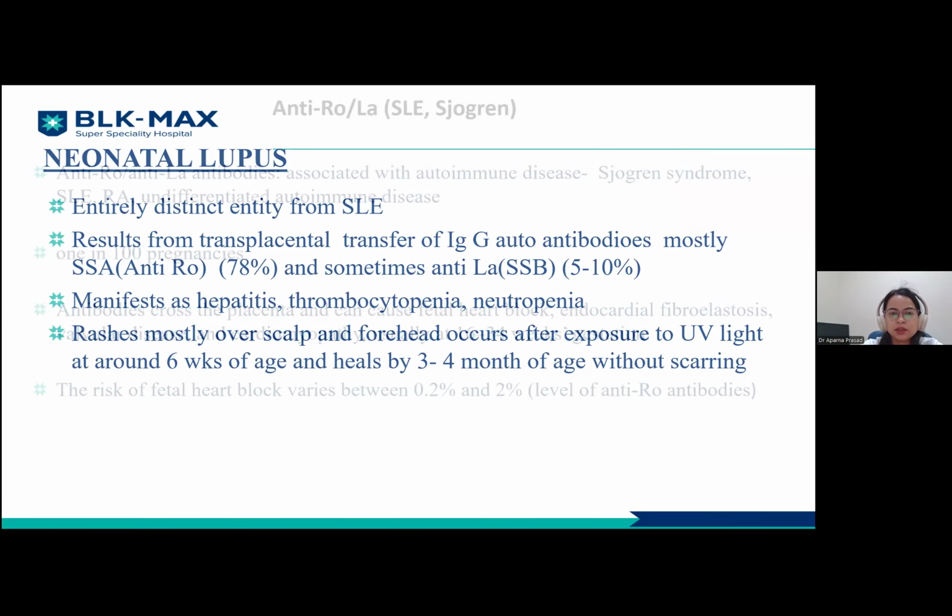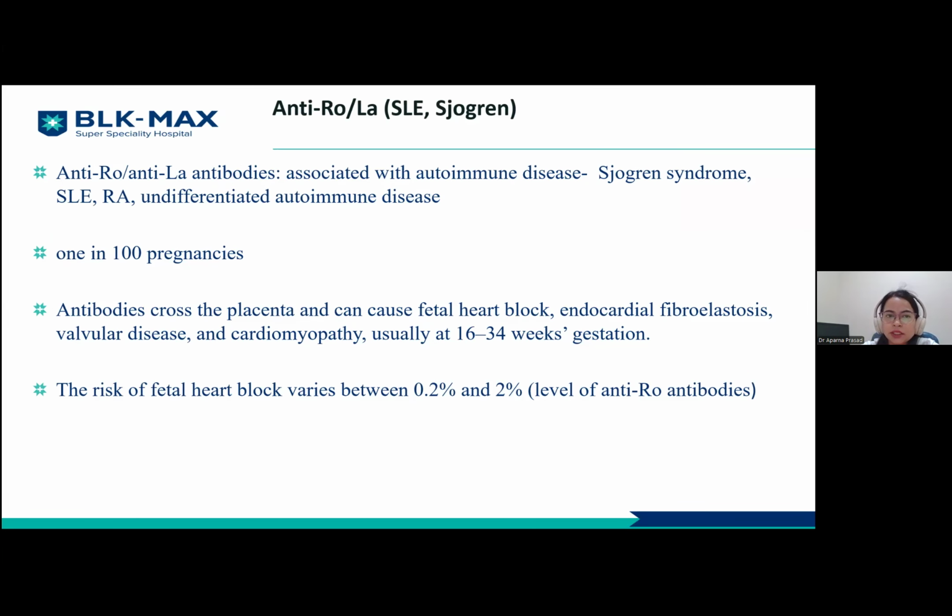So basically, if the mother is positive for anti-Ro and anti-La antibodies, we have to offer prenatal counseling, followed by some prenatal drugs which we ask the mother to take, and further serial ultrasounds to rule out fetal heart blocks.